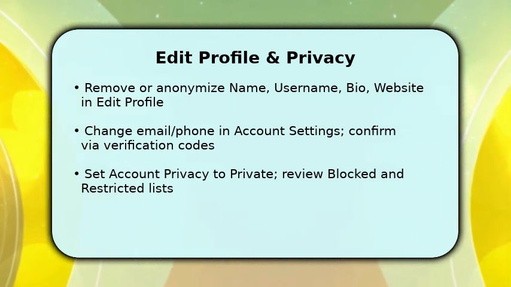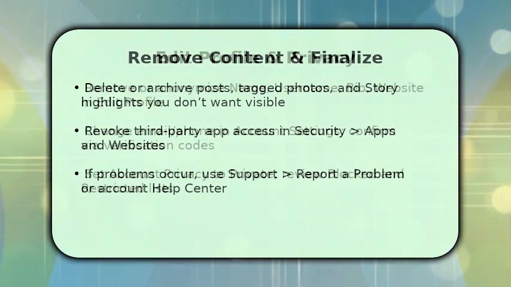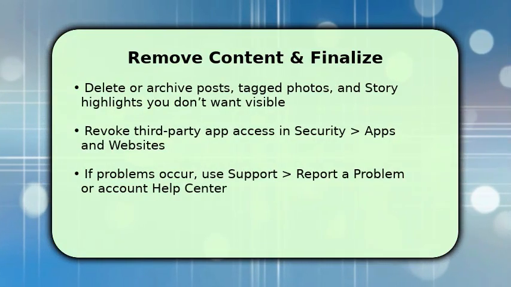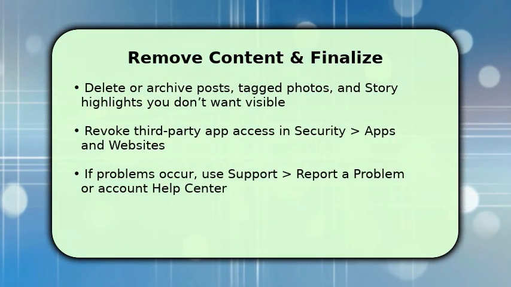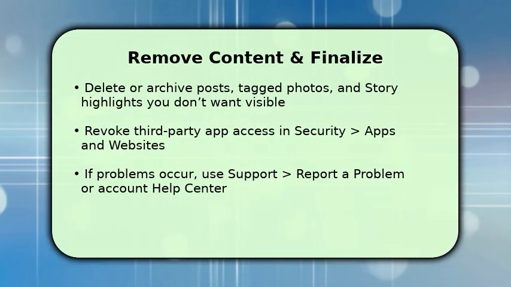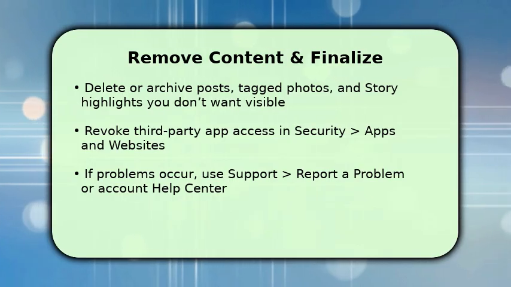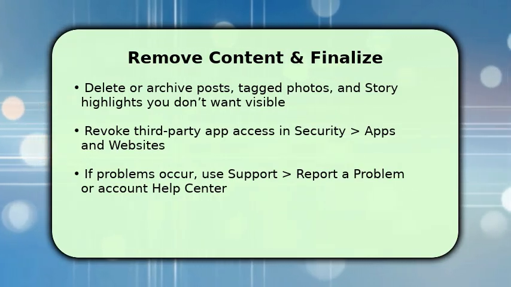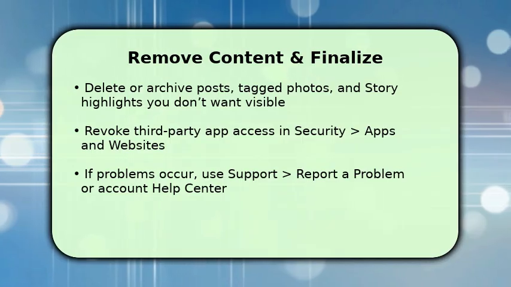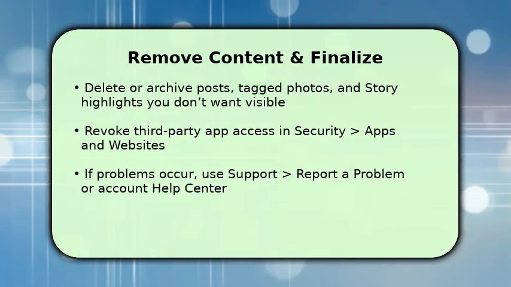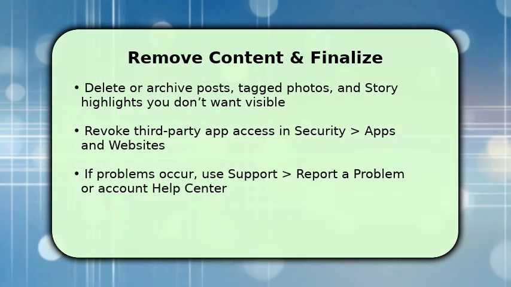Now focus on content. Delete or archive posts, clear story highlights, and remove yourself from tagged photos by untagging or reporting inappropriate tags. Go to Security, then Apps and Websites to revoke permissions for any third-party apps that hold your data. Finally, double-check saved items and connected accounts to disconnect Facebook or Twitter if needed.